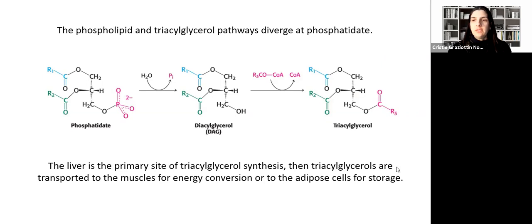It's important to note that the phospholipid and triacylglycerol pathways diverge at phosphatidate. Once we get phosphatidate, we can then synthesize diacylglycerol, and after that, through the reaction of diacylglycerol with acyl-CoA, we can have the synthesis of triacylglycerol. The liver is the primary site for triacylglycerol synthesis, and triacylglycerols can be transported to be used as energy in different tissues, or to the adipose tissue to be kept as storage.